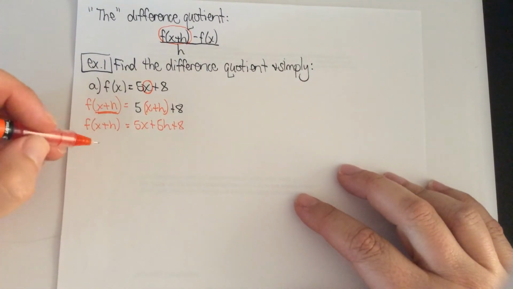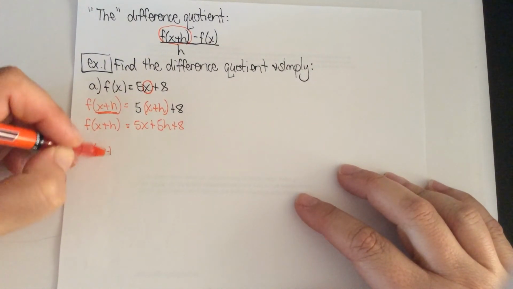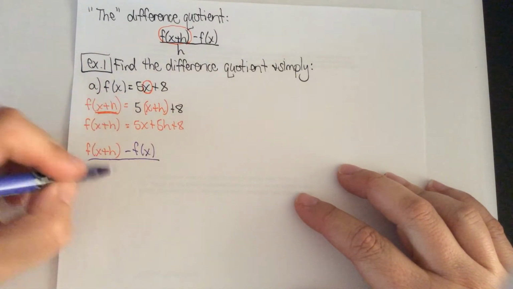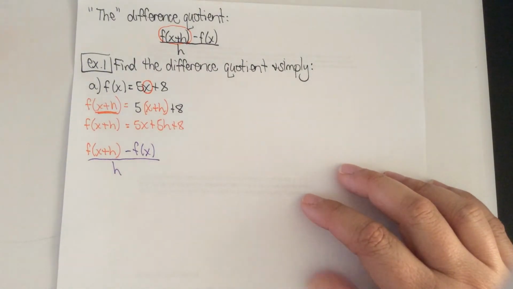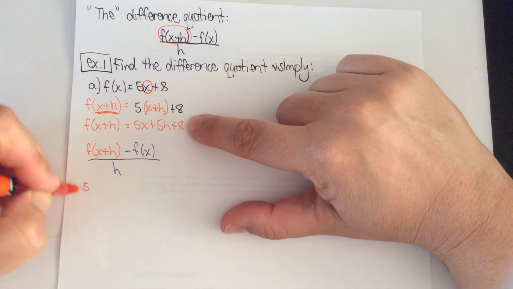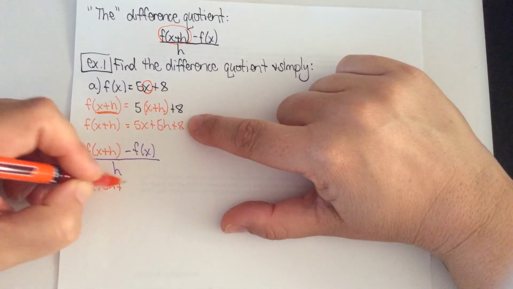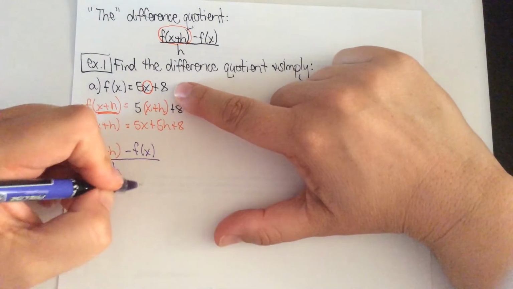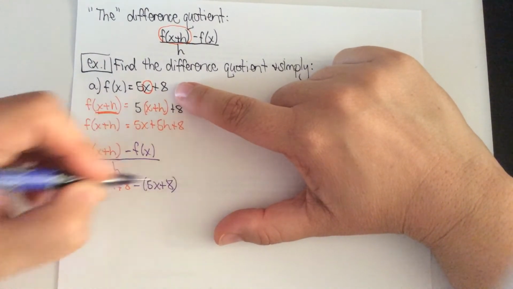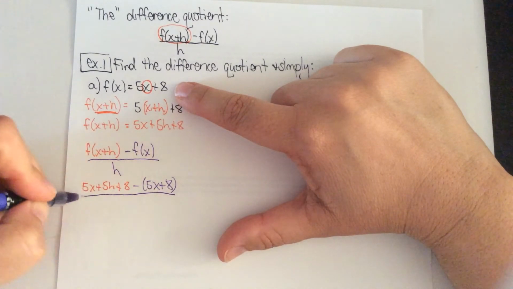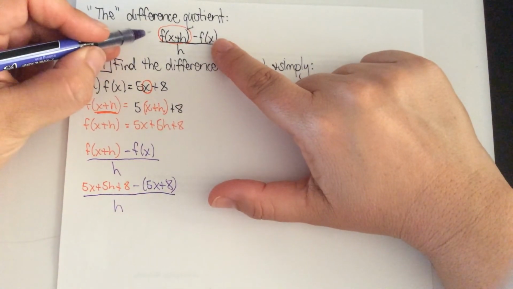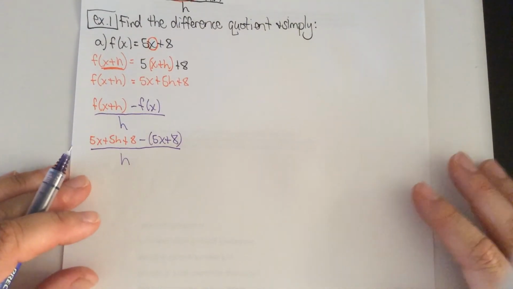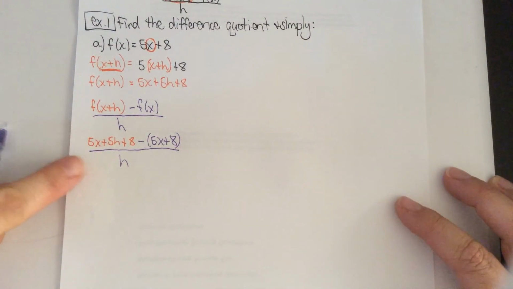Then we're going to write the difference quotient. I like to color code my notes as much as possible. That's the difference quotient. So I'm going to take this f of x plus h, I'm going to subtract the f of x, and I'm going to divide it by h. I'm just applying this formula right here. So what's the next thing that I'm going to need to do to simplify this?